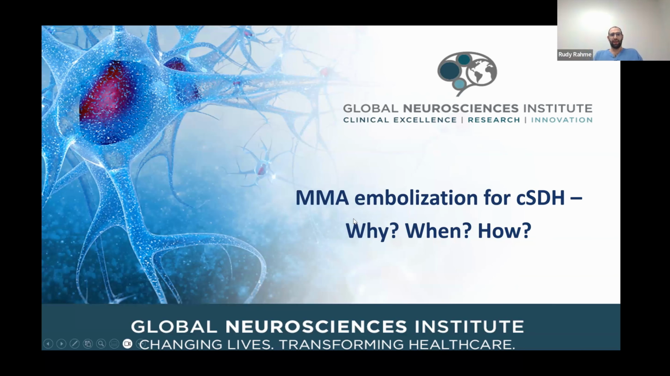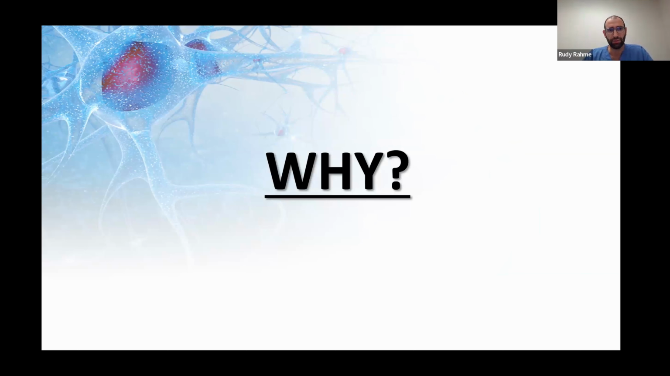All right. So the first talk of this year is about middle meningeal artery embolization for chronic subdural hematomas. Why do we do it? When do we do it? And how do we do it? This is a topic that has seen a lot of interest recently in the literature, but there's a lot of misconception and misunderstanding. So I thought it would be a good topic to start the year off with. I have no disclosures regarding this subject.